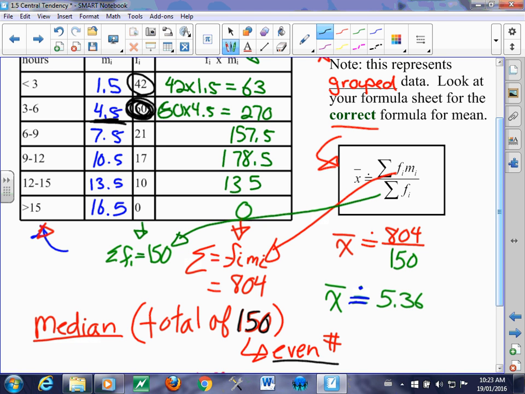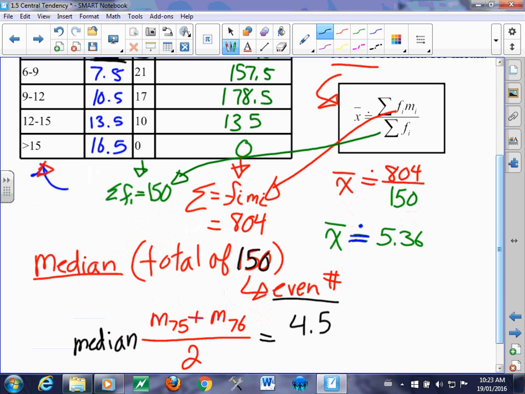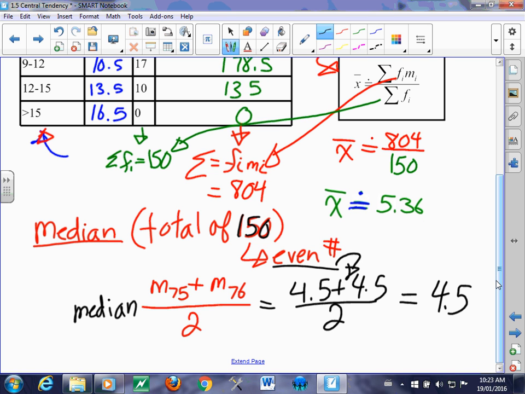Okay, so 42 wasn't enough, so you counted to the next column down, and 42 plus 60 is 102, guys. So that means that both these values are going to be 4.5. So it's going to be 4.5 plus 4.5, divide by 2, use your calculator, or just note that that's 4.5. Every time, folks, you have an even number, I need to see that work where you're adding it up and dividing by 2. Okay? In this case, it happened to be the same data values to give you 4.5, but not always will it do that.